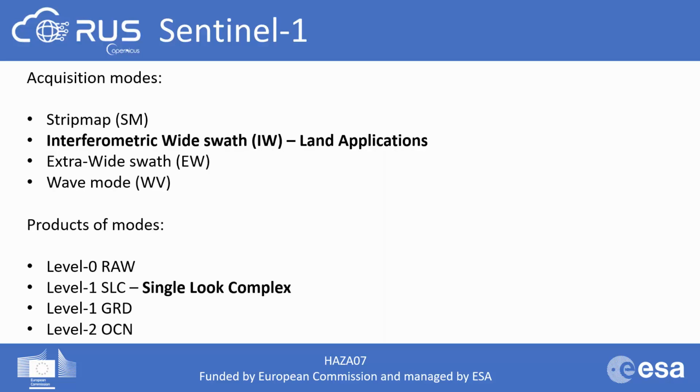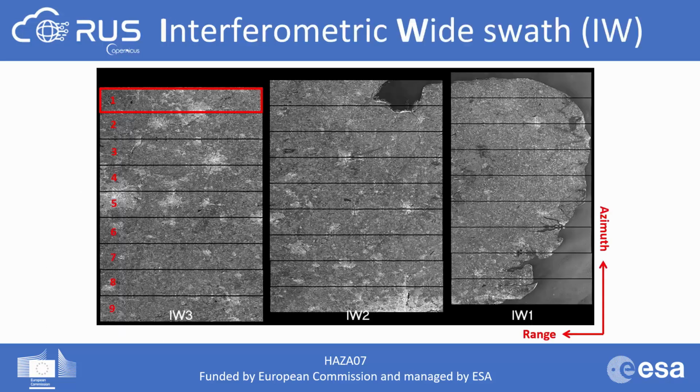Here you can see the 4 different acquisition modes, of which we will use the IW, which is meant for land applications, and the 4 products of the modes, of which we will use SLC, since it contains complex data of amplitude and phase that is necessary for interferometric processing. In the next slide, you can see the three subswaths the interferometric wide swath consists of and the 9 bursts of each one. But let's talk now a bit more about SAR interferometry.